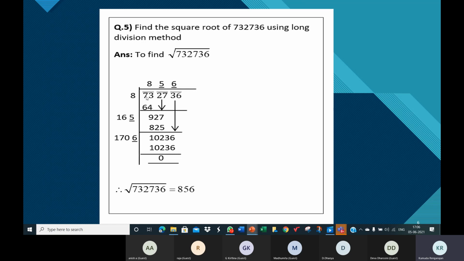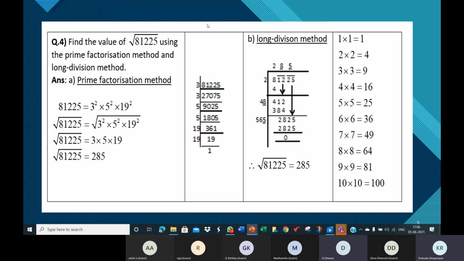73 27 36. Can you see the bar I've placed over these digits? That is to indicate the groups. So you need to place a bar over 36 indicating that's a group, then 27 and then 73. Next, which one should we take up? Which is the first group? 73, ma'am. How many digits are there in the first group? 2 digits.